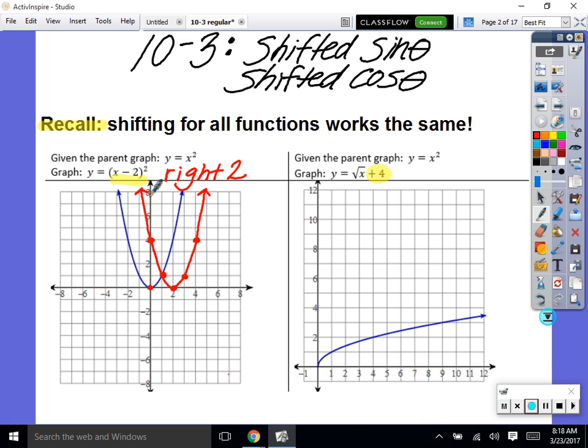All right, this one is a shift of up 4. No shift left or right, but there is a shift of up 4. So it's taking all your points and going up 1, 2, 3, 4. So this one would be up 1, 2, 3, 4. Let's find another whole number point and shift it up 4. 1, 2, 3, 4. Next one right here, up 1, 2, 3, 4. And there's our shift of up 4.